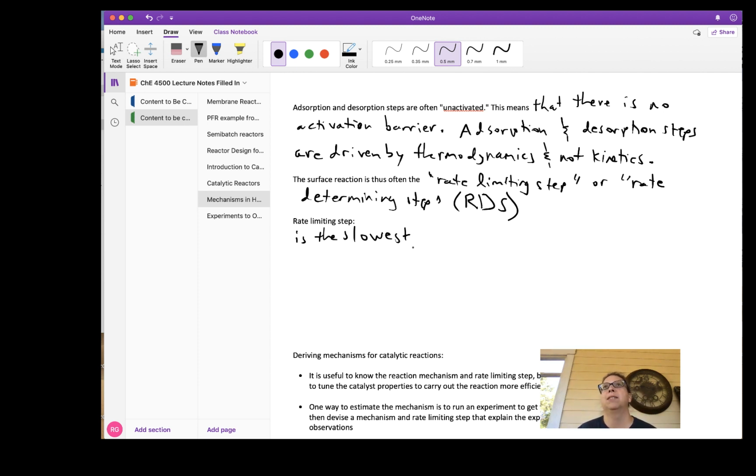In thermodynamics, there is no time scale. You're already at equilibrium, so your rate is equal to 0. Kinetics is what determines the rate. So when I say the slowest step, it has something to do with the rate of that particular reaction. And oftentimes, and always in this class, it's because the activation barrier is the highest. So the slowest step in the mechanism.